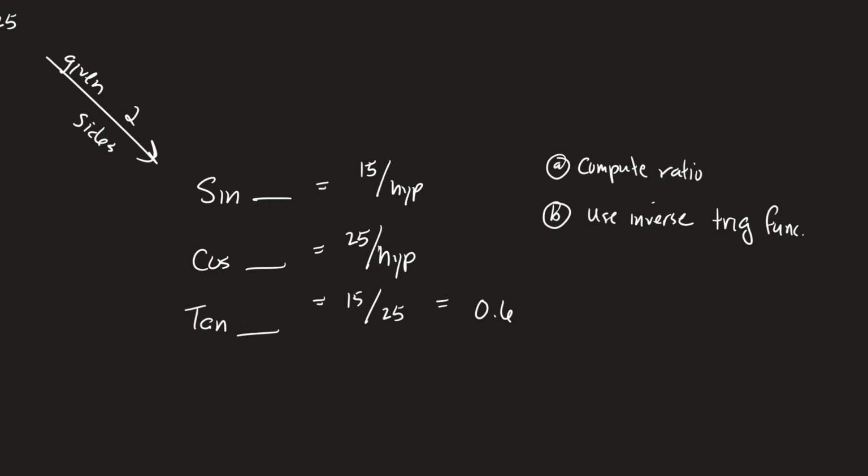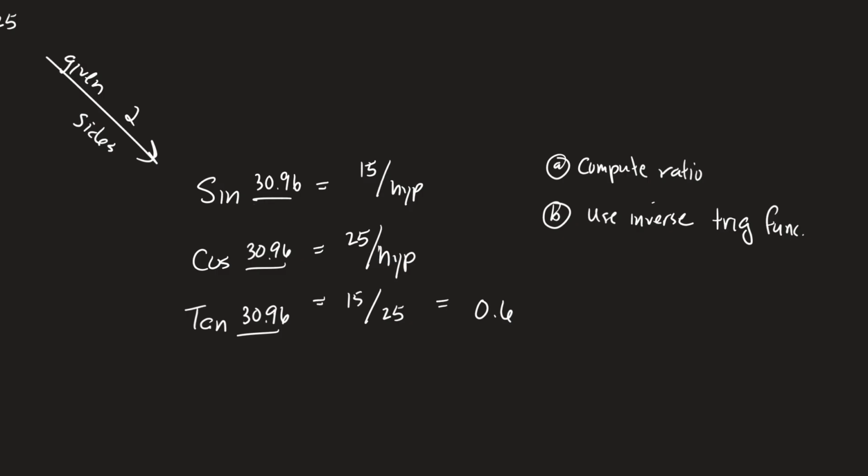So right now in my calculator, I'm going to hit second tangent, and then I'm going to type in my 0.6 and hit enter, and it's going to tell me the angle that goes with it. Looks like 30.96. So that's the angle that goes with that ratio. In fact, it's the angle that goes with all of these. All right, because that's the angle of the triangle. 31 would have probably been fine, but I'm just going to do this.